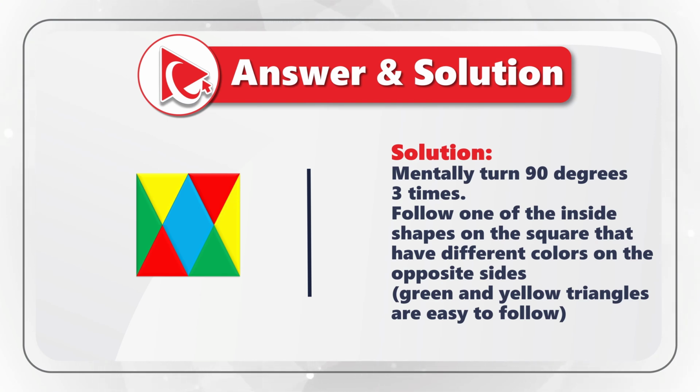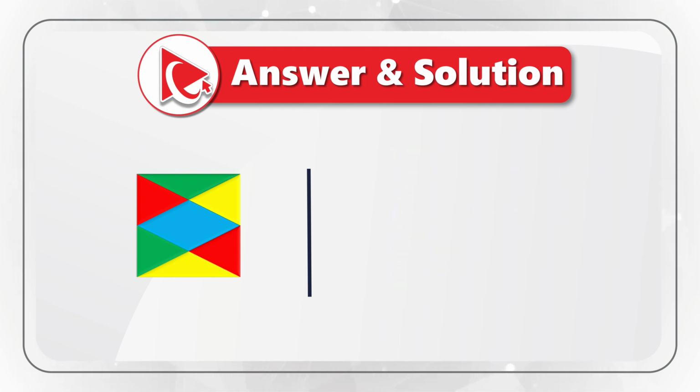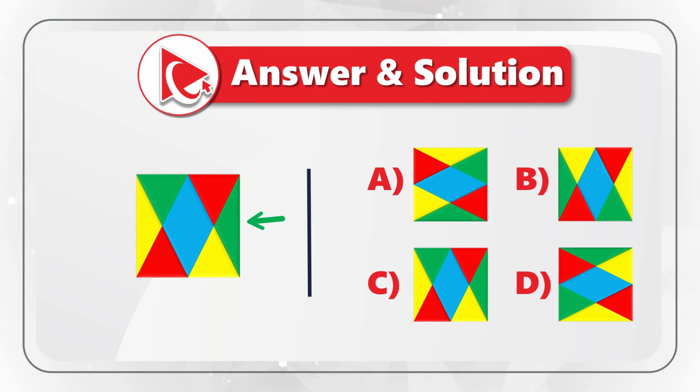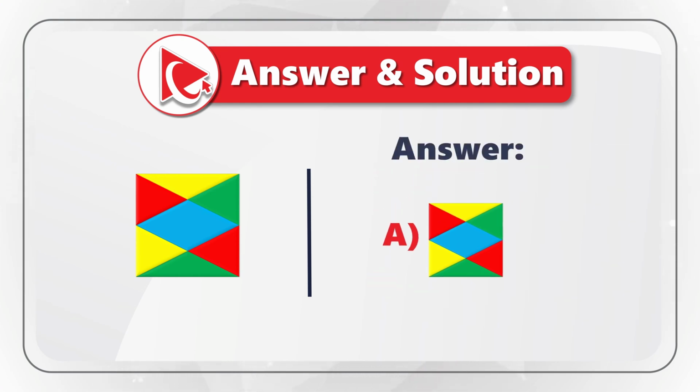Let's do the first turn 90 degrees. You see that the green triangle ended up on the top. Let's do another turn. We follow the same green triangle and now it's on the right side. And the last 90-degree turn, our green triangle ended up at the bottom. So the correct choice here is choice A, where the green triangle ended up on the bottom.